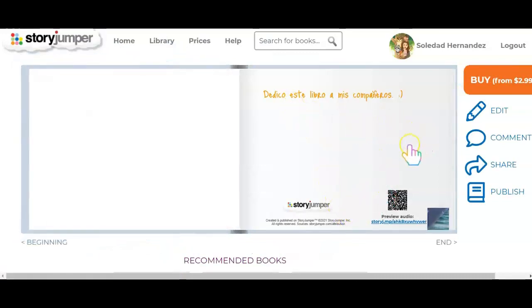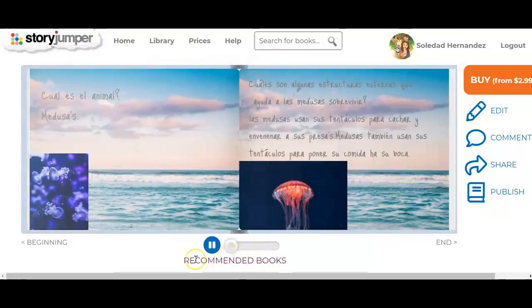Dedicated to her classmates. ¿Cuál es el animal? Medusas. ¿Cuáles son algunas estructuras externas que ayudan a las medusas a sobrevivir?